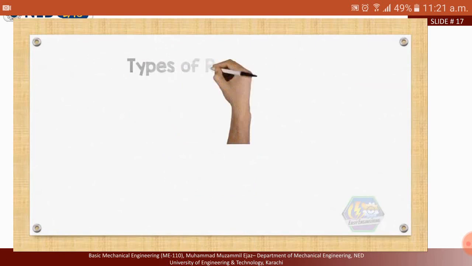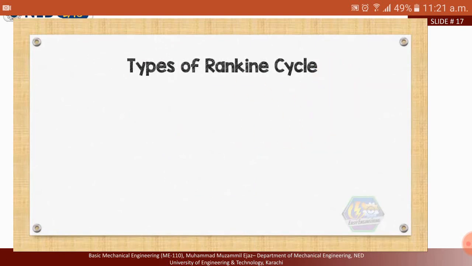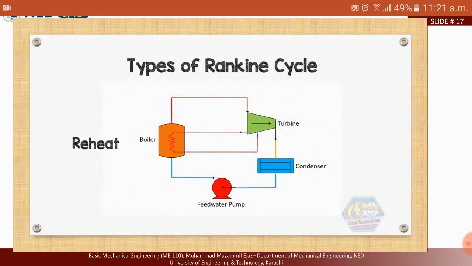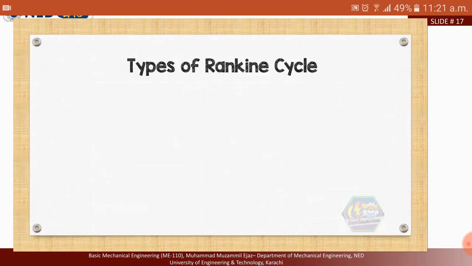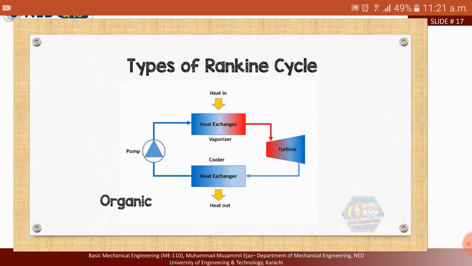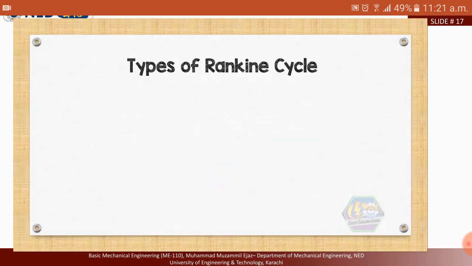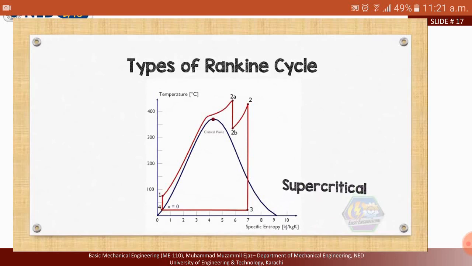So now, let's talk about the variants or types of the Rankine cycle. We have a reheat Rankine cycle, in which we introduce the exhausted steam back into the boiler to reheat it. We also have a regenerative Rankine cycle, where we bleed part of the steam into heat exchangers to preheat the feed water before entering the boiler. There is also an organic Rankine cycle. It uses an organic high molecular mass fluid with a boiling point occurring at a lower temperature than the water-steam phase change. A supercritical Rankine cycle is also one of the types.